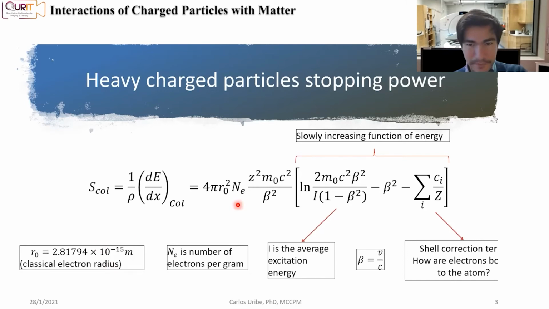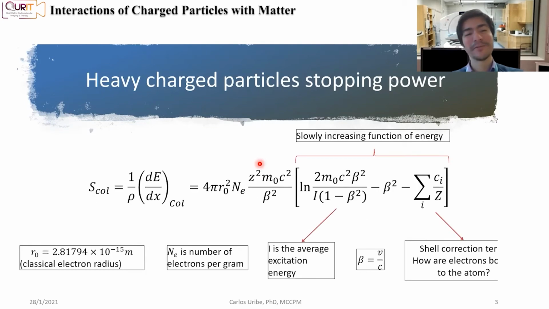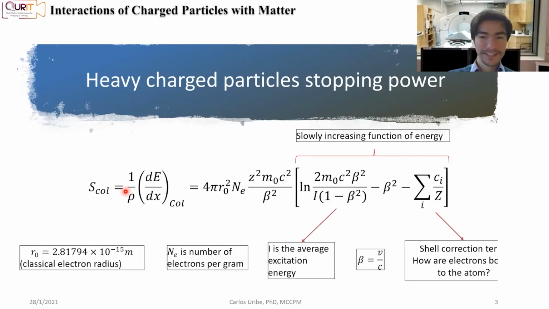If you look at this bracket, it is a very slowly increasing function of energy. It has a logarithm, so it doesn't increase very fast. So what we're really concerned with mostly is this term here. For these heavy charged particles, we see that the stopping power is basically proportional to Z squared of the particle. That's what we have here.